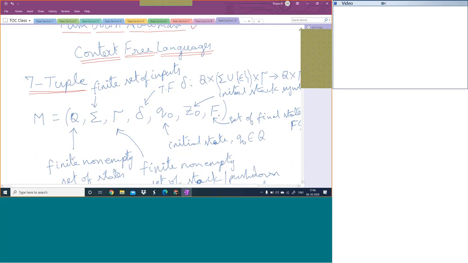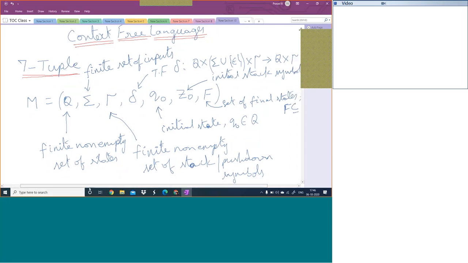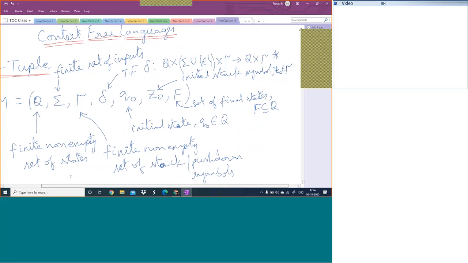Okay. And what is Q stands for? As usual, it is finite non-empty set of states. Q is the finite non-empty set of states. Means the number of states must be countable and a minimum one state must be there. If there are no states, it is not at all push down automata. So finite non-empty set of states. And sigma is the finite set of inputs.